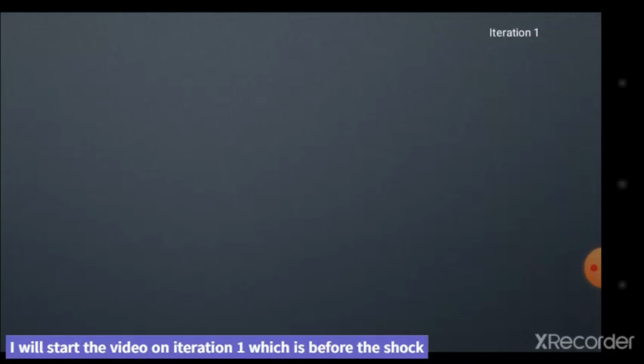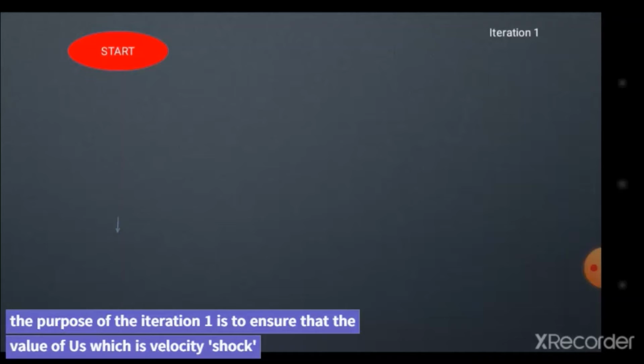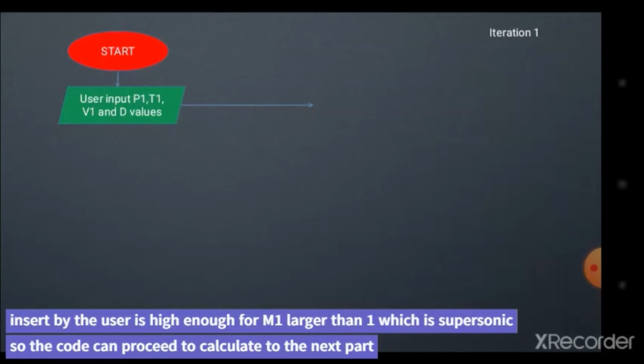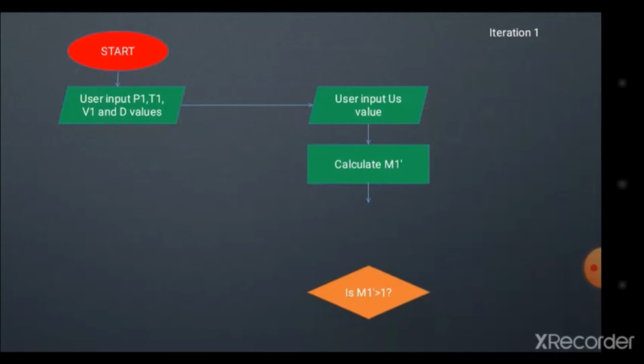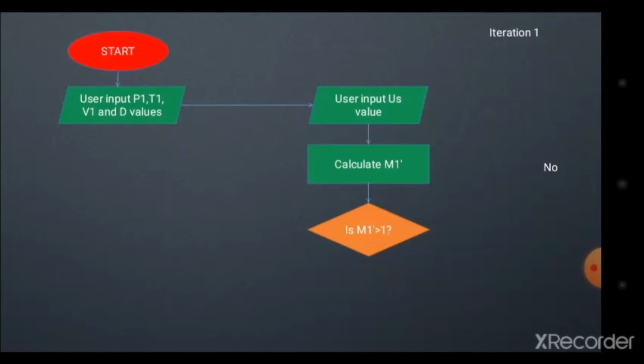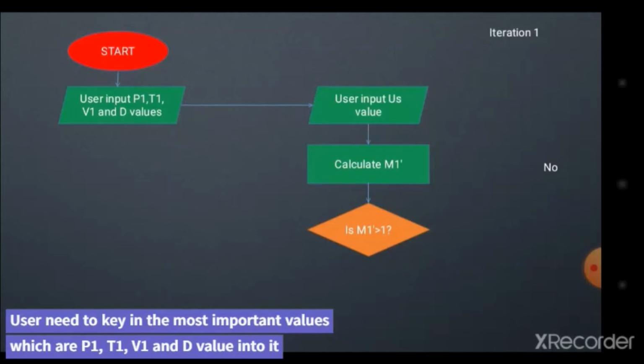I will start with iteration 1, which is before the shock. The purpose of iteration 1 is to ensure that the value of US, which is velocity, entered by the user is high enough for M1 larger than 1, which is supersonic, so the code can proceed to calculate the next part. The user needs to key in the most important values, which are P1, T1, V1 and D.